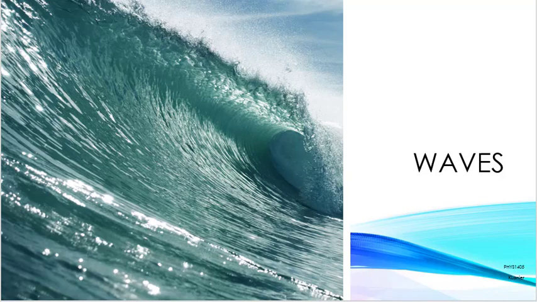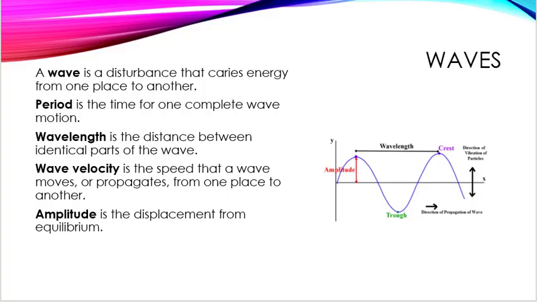Alrighty, so we're going to talk a little bit about waves. We're going to start with some definitions for waves. So basically, a wave is a disturbance that carries energy from one place to another. And we see it like the up and down ripples in water.